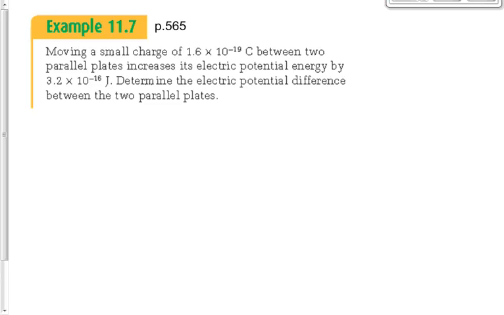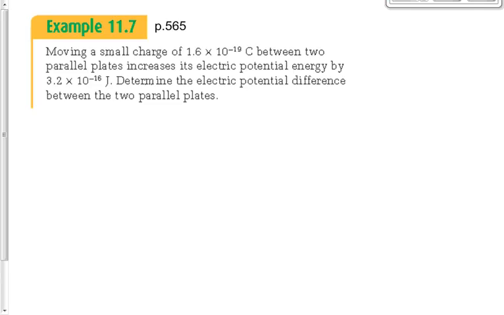Page 565, it says, moving a small charge of 1.6 times 10 to the minus 19 coulombs. All right, that's a small charge. That's the smallest charge we can have, right? That's the elementary charge. This could be an electron or a proton, or it could be some ion that just has that charge. It's moved between two plates that increases its electric potential energy by 3.2 times 10 to the minus 16 joules.